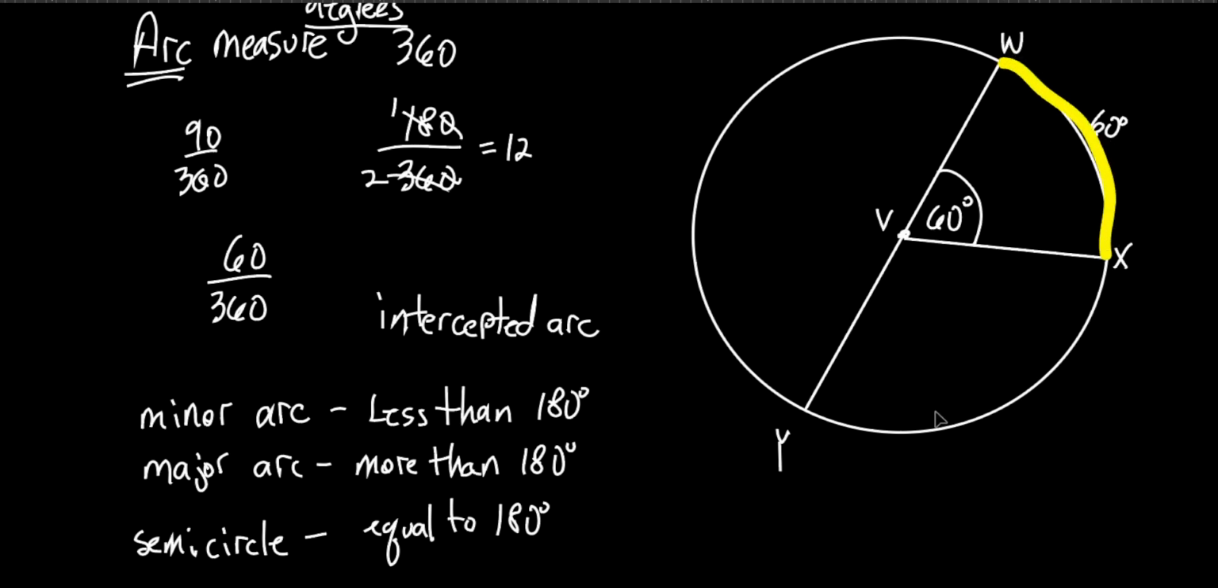That's good enough. A little wiggly, but you get the idea. All right, so that yellow right there is the minor arc. Again, we measure an arc in degrees. All right, so this would be 60 degrees. But how do we write the arc? Well, I'm glad you asked.